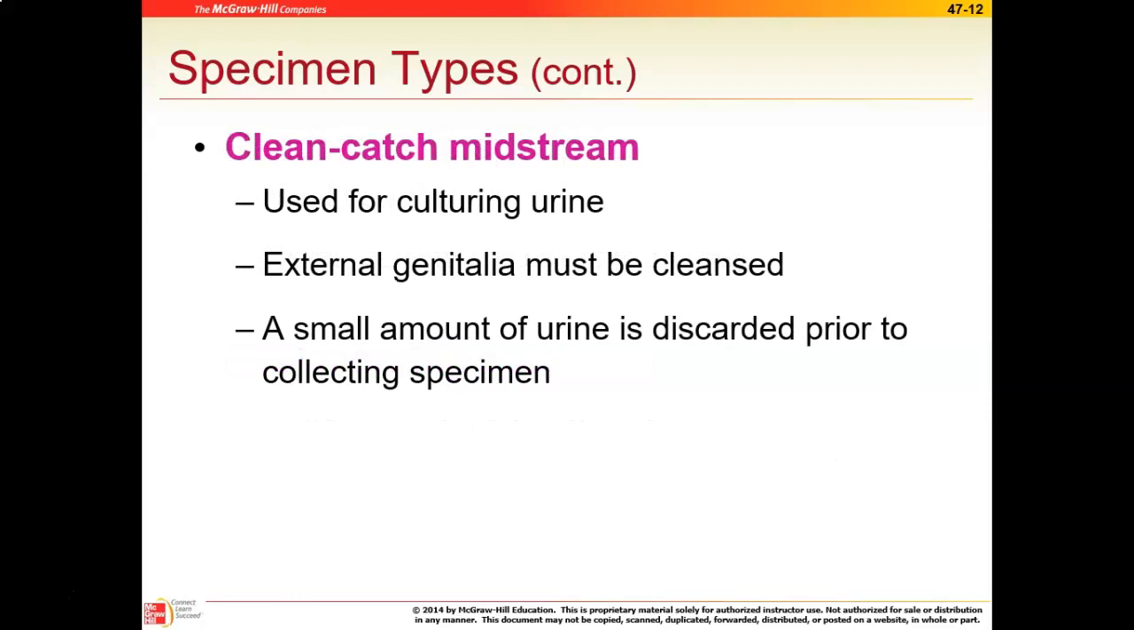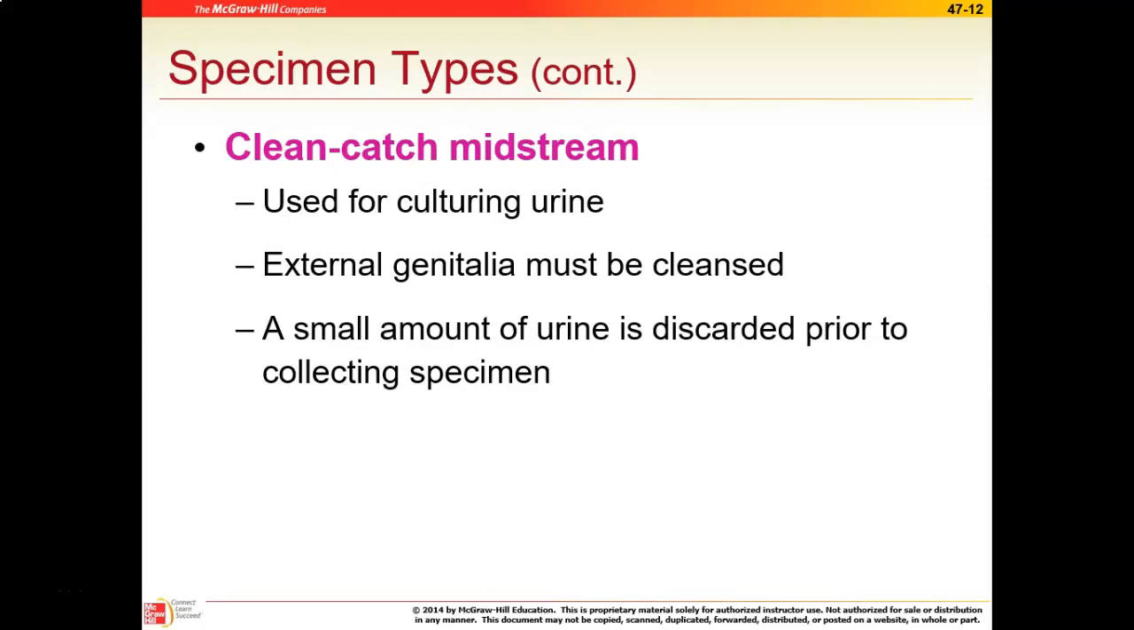Then our third type of urine specimen is called a clean catch midstream. So this is a particular urine which is used in order to detect whether or not someone has a urine infection. Okay. And so important things with a clean catch midstream is, number one, this once again is used for culturing.